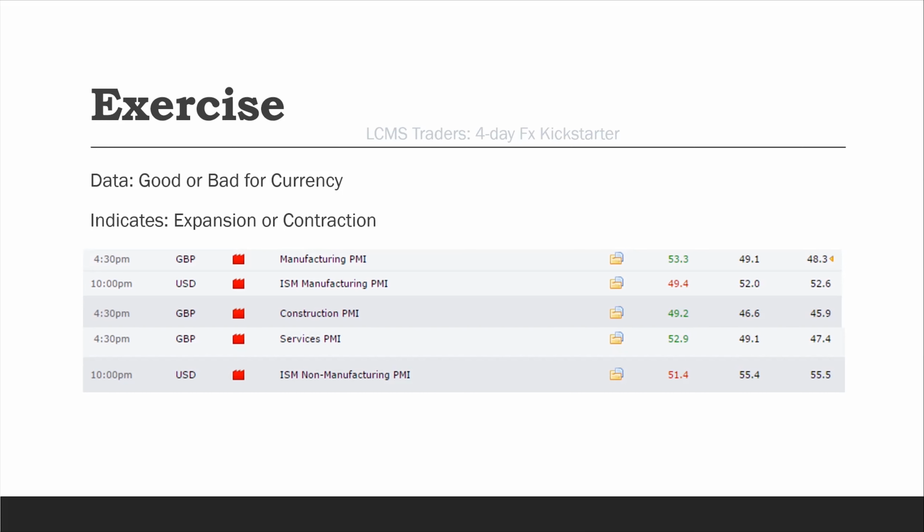The last exercise, US dollar non-manufacturing PMI was 55.5, expected 55.4, and it came out at 51.4. Is this good or bad for the currency? I think you're pretty clear right now. It is probably going to be bad for the currency, but it still indicates a small expansion.